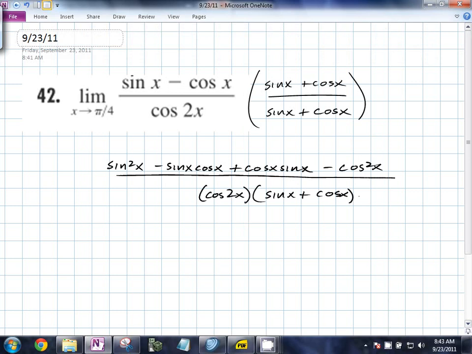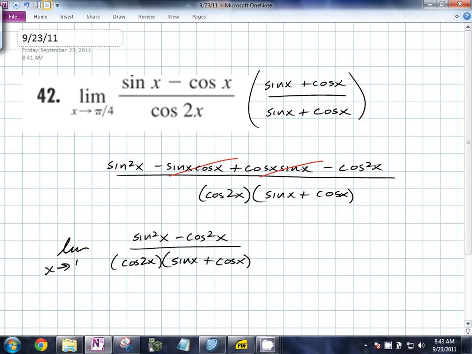What cancels? The middle terms do cancel, absolutely. And you're left with sine squared x minus cosine squared x all over cosine 2x times sine x plus cosine x. You do the limit as x goes to pi over 4. Can we plug that in yet? No, we can't. Okay, so we tried that.